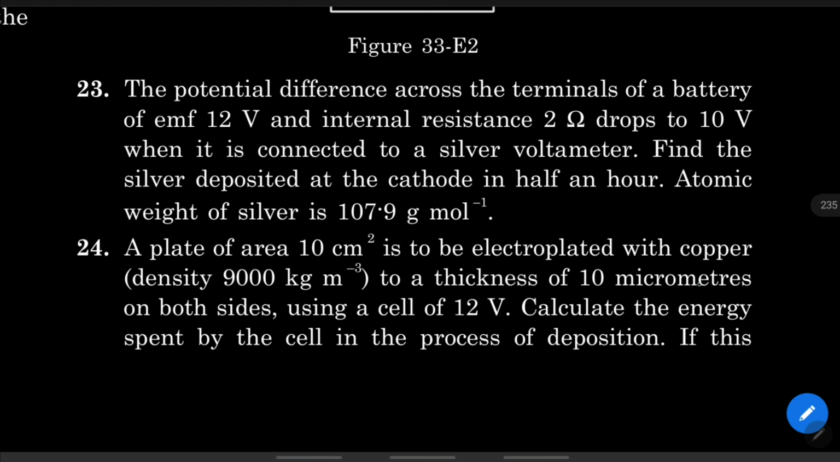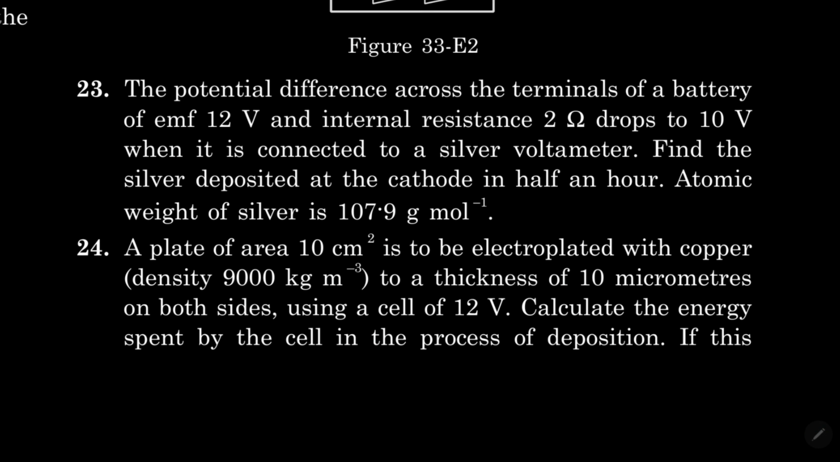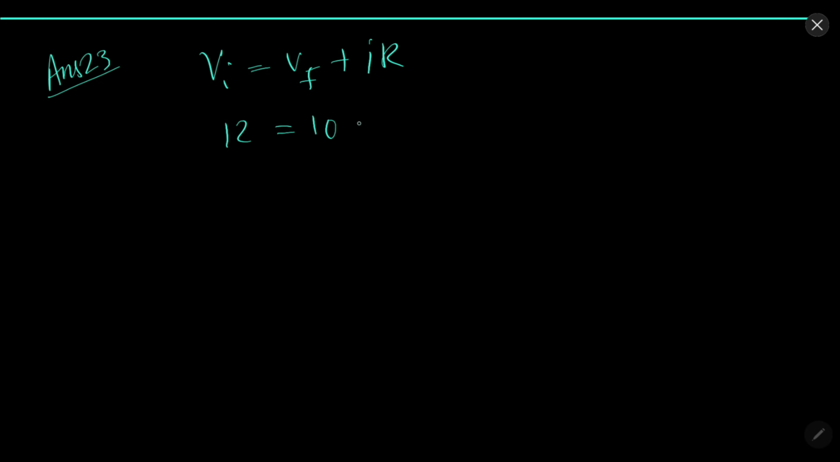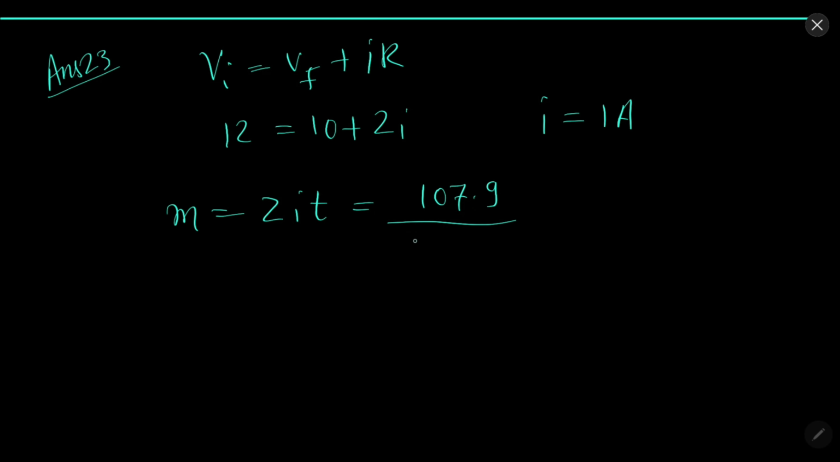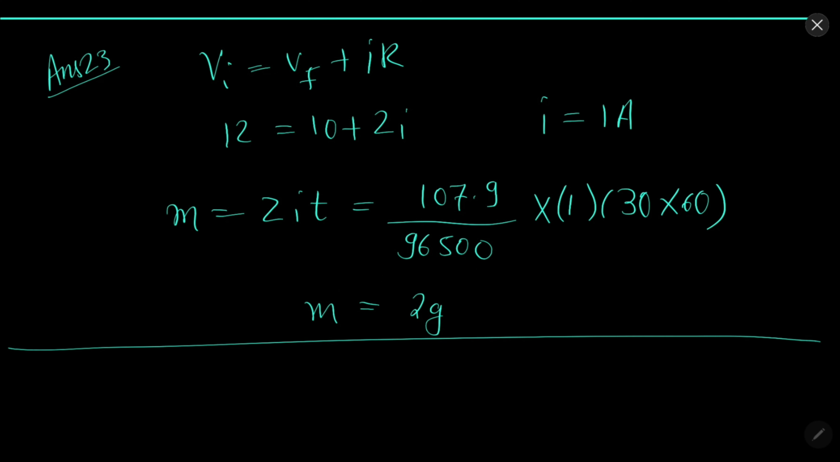In 23, we need to find the silver deposited at the cathode in half an hour. Solution 23. So V initial equal to V final plus IR, 12 equal to 10 plus 2I. I will come out to be 1 ampere. M is ZIT: 107.9 over 96500 into 1 into 30 into 60, which will give us M to be approximately 2 gram.